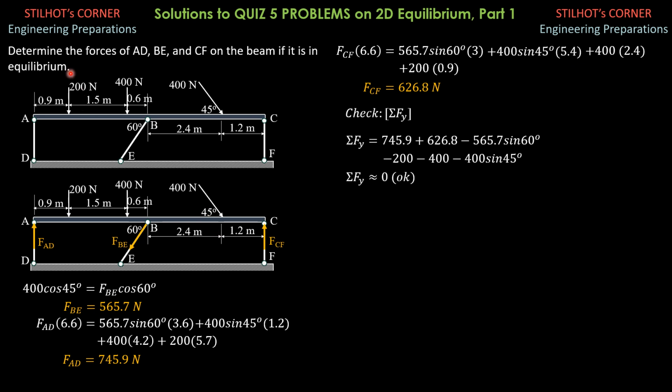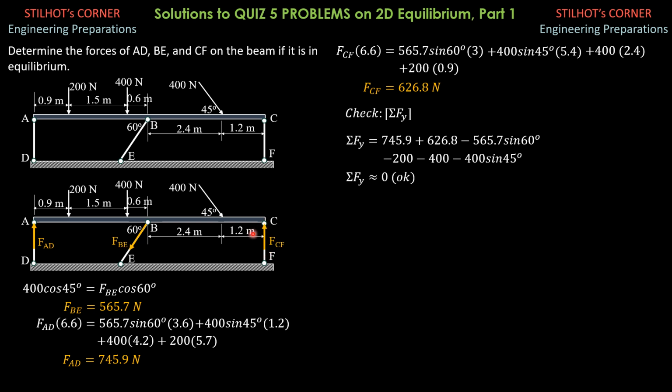So here's the solution. Determine the forces of AD, BE, and CF on the beam if it is in equilibrium. Take note that these members are two force bodies, so the line of action of each force would be directed along the axis of these two force bodies. For AD, I assume it is upward or compression, BE tension down to the left to resist this X component of the 400 Newton force, and FCF, of course, because all of the loads are downward, so it's upward also.